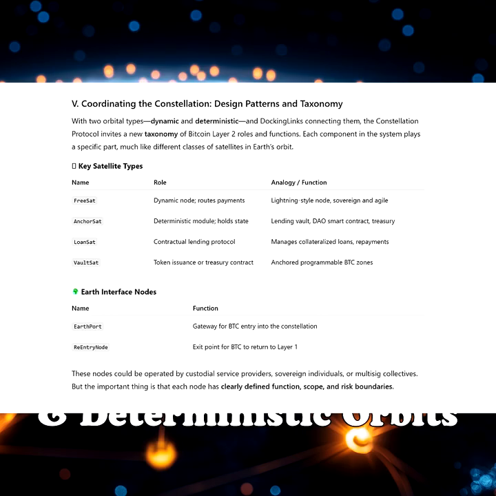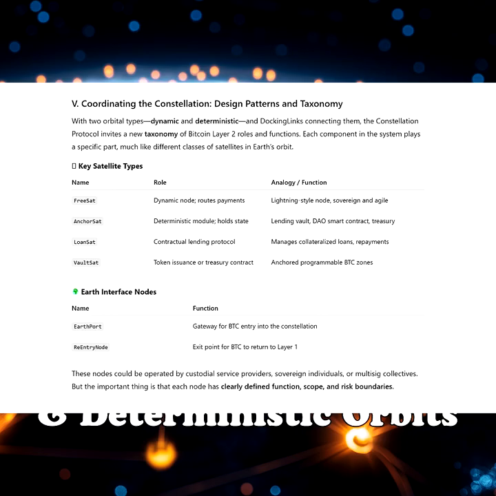2. AnchorSats. These are the deterministic satellites. They hold state. That means they're responsible for contracts, balances, and programmable logic, things like vaults, DAOs, or lending systems. They're not designed to move around. They're stable, reliable, and purpose-specific. 3. LoanSats. These are specialized AnchorSats that manage lending contracts. You dock Bitcoin into them, and based on terms you've agreed to, like collateral ratio, interest, and duration, the system enforces lending behavior without requiring trust in a third party.